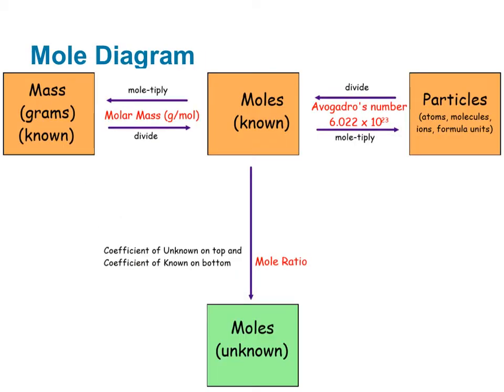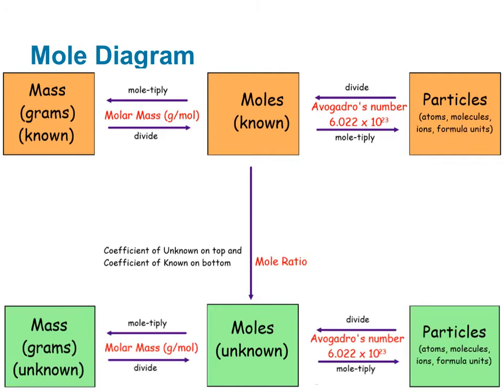Okay, get out your mole diagram. Yesterday we added this mole ratio idea to go from known to unknown, from substance A to substance B in our balanced equation using those coefficients. So go ahead and pause the video and add to your mole diagram. We're going to just mirror image the top down to the bottom. So now for our unknown grams, we use molar mass to get from moles of unknown. And we can also go from moles to particles, the same way we did on the top. So the top and the bottom are mirror images of each other.